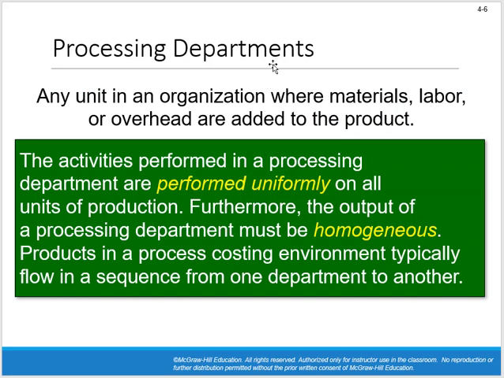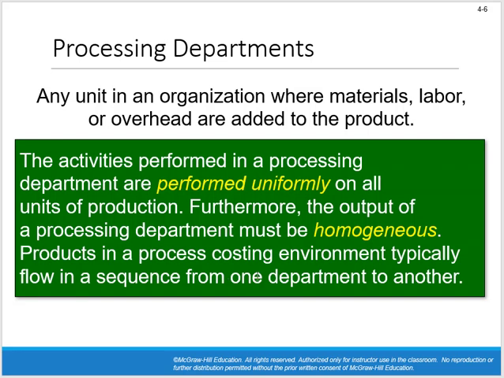In a process costing system, we need to be aware of what a department is, and that's any unit in the organization where materials, labor, or overhead are added to the product. And the activities in a department are performed uniformly. So all units that go in receive the same treatment. It's performed uniformly on those units. The output of a processing department must be homogeneous. So all of the units going out of a department must be the same. Products in a process costing environment typically flow in a sequence from one department to another.